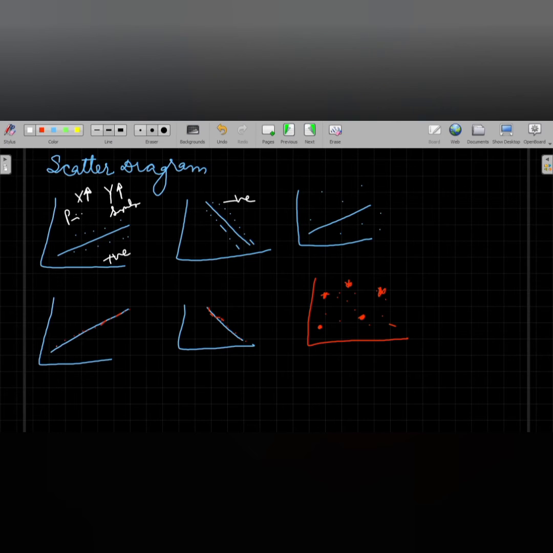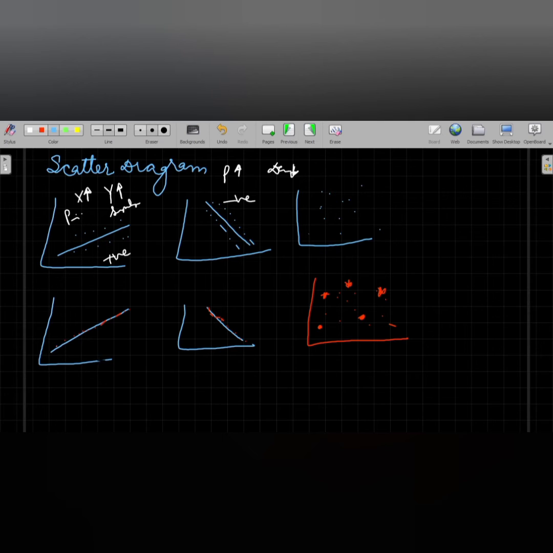Here the best example is price and demand. When the price increases, the demand for the product decreases. Clear? Now if there is no relation, there will be no graph or there will be no line.